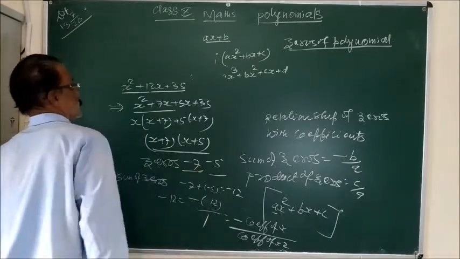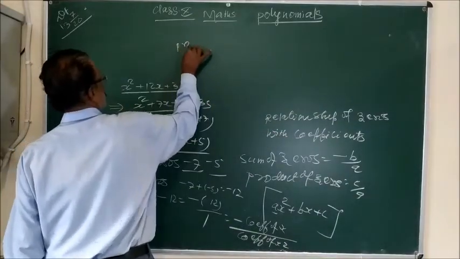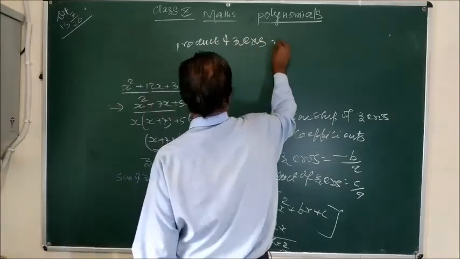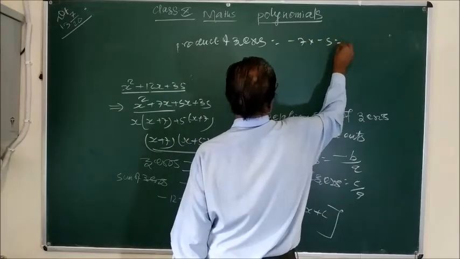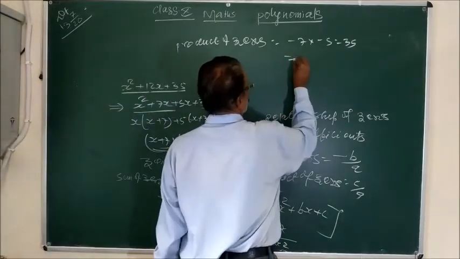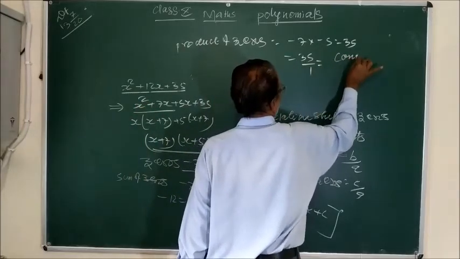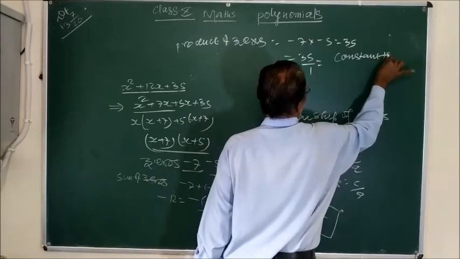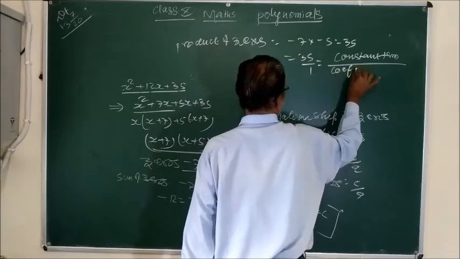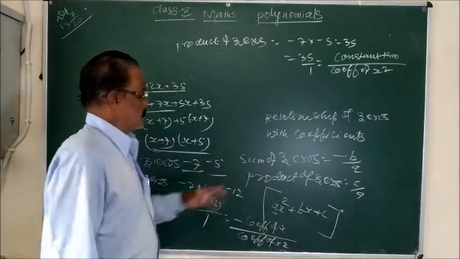Now you see the product of zeros. We have got the zeros minus 7 and minus 5. So the product will be minus 7 into minus 5, which is equal to 35. Now 35 can be written as 35 by 1. What is 35 in the given polynomial? This is the constant term, upon the coefficient of x squared. So this is the relationship of zeros with the coefficients.